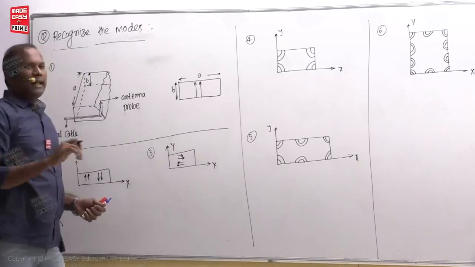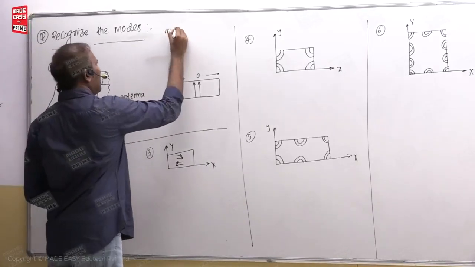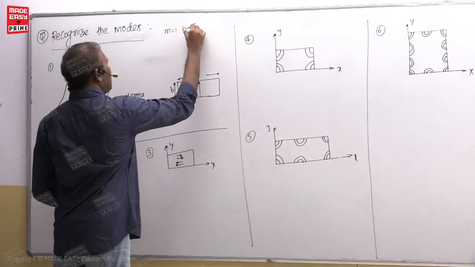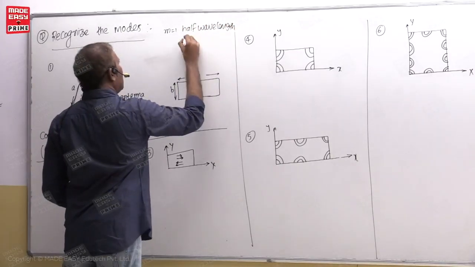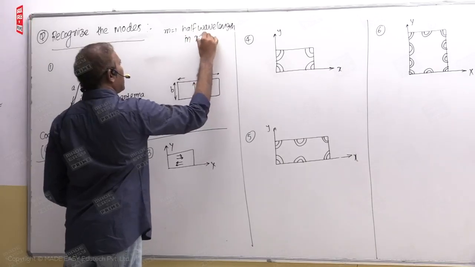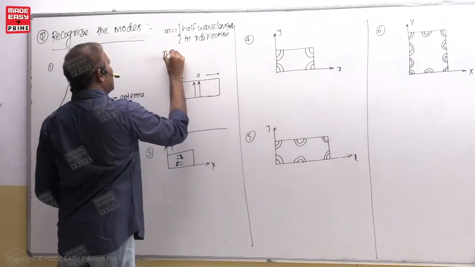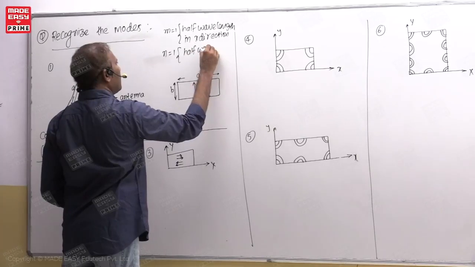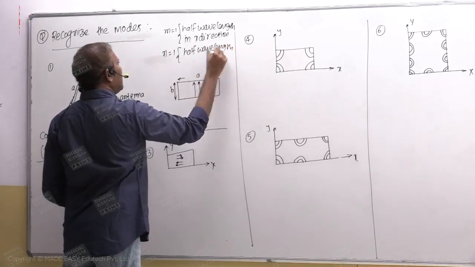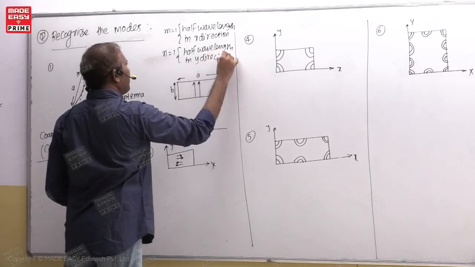So dear students, now how do you recognize the modes? Actually I told you, m is equal to 1 means half wavelength in x direction. That is the meaning, already you know the meaning. Similarly, n is equal to 1 means half wavelength in y direction. That is the meaning.